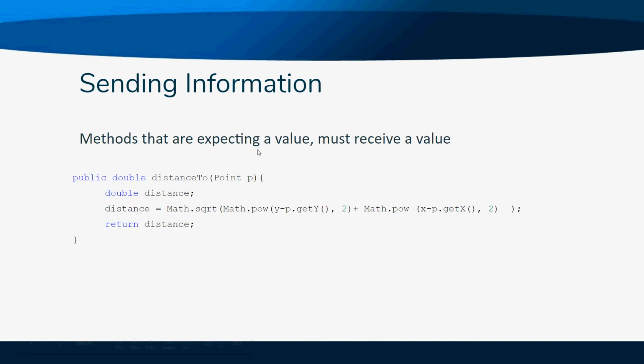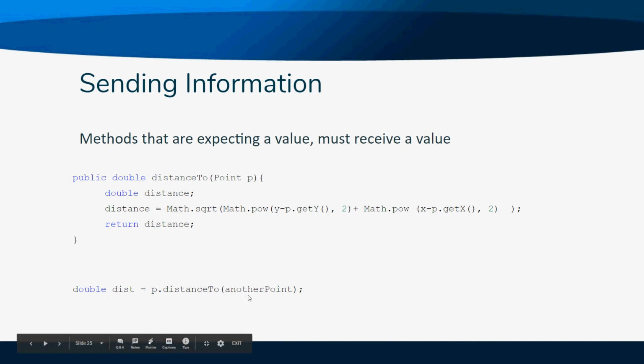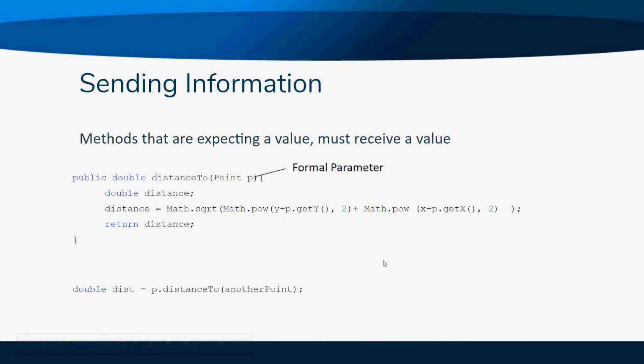All right, sending information. Methods that are expecting a value also must receive a value. So it goes back to our method call. If there is a formal parameter, we have to send it an actual parameter. So in this case, I have distance to, it's expecting a point. I have to send it a point. Double distance equals p dot distance to another point. There is a parameter in there. There is our formal parameter. There is our actual parameter.